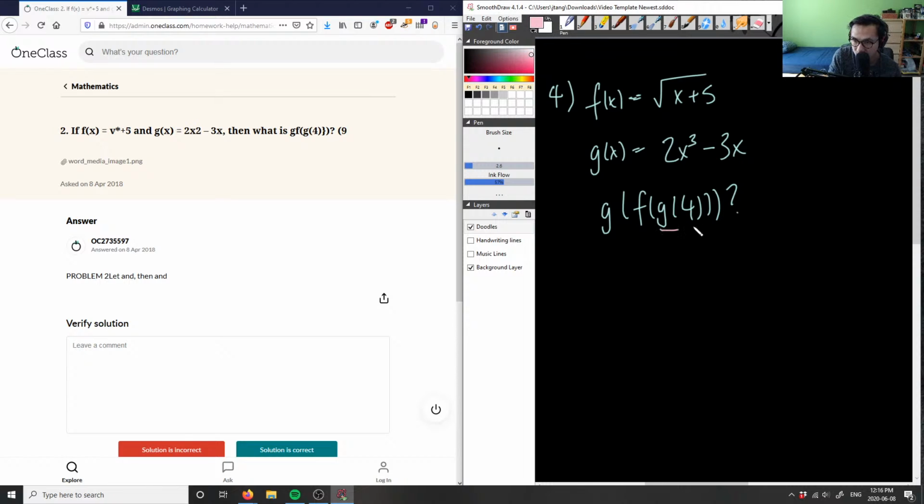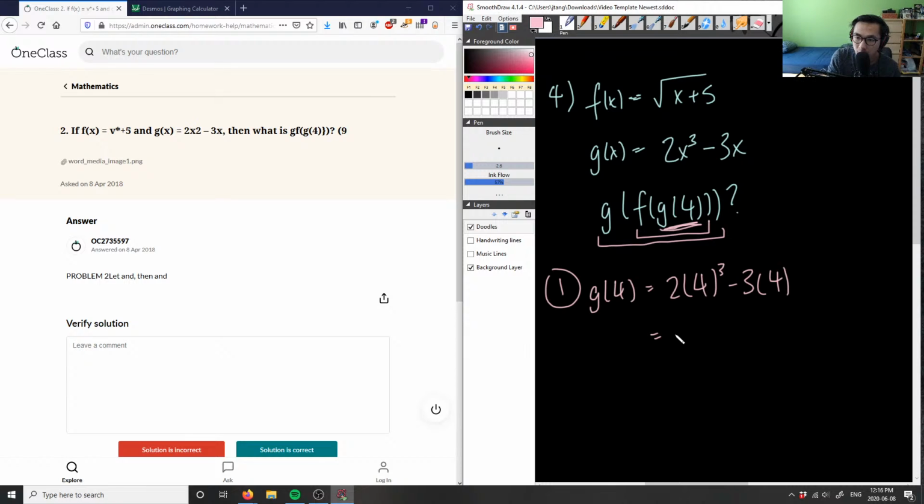So we're going to do this operation first, g at 4, and then we'll do f of g at 4, and then finally g of f of g of 4. So let's do g of 4 first, and that's our first step here. I'll denote this as 1. So what's g at 4? Well, that's very easy. We can just sub in 4 as our x value here. So g at 4 is going to be 2 times 4 cubed minus 3 times 4.